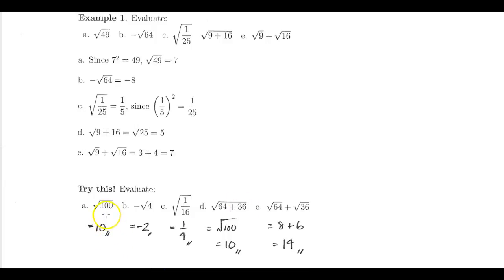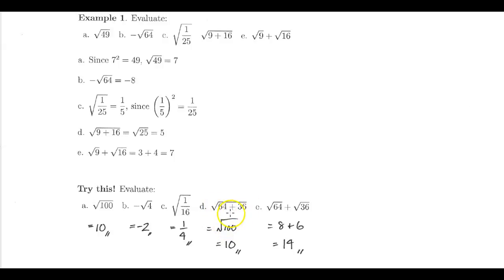So here we have the square root of 100 is 10, because 10 times 10 is 100. The opposite of the square root of 4 is equal to the opposite of 2, or -2. The square root of 1/16 is 1/4, because 1/4 times 1/4 is 1/16.